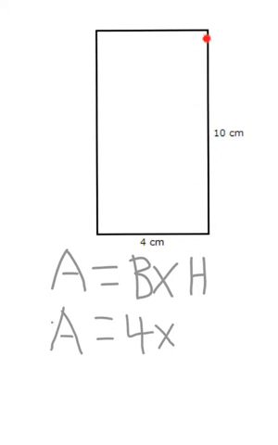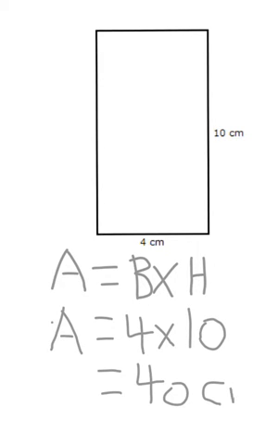And the line that goes straight up and down from the 4 is called 10 centimeters. So I'm going to replace H with 10. When I multiply those together, I get 40. But let's not forget, since we're finding area, we have to do centimeters squared. Let's be sure not to forget our units there.